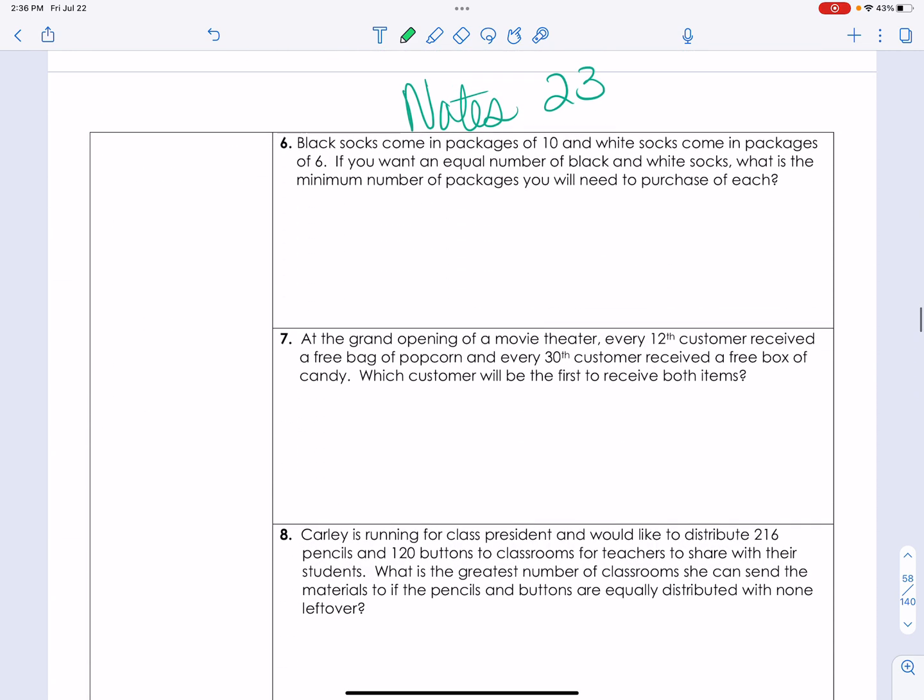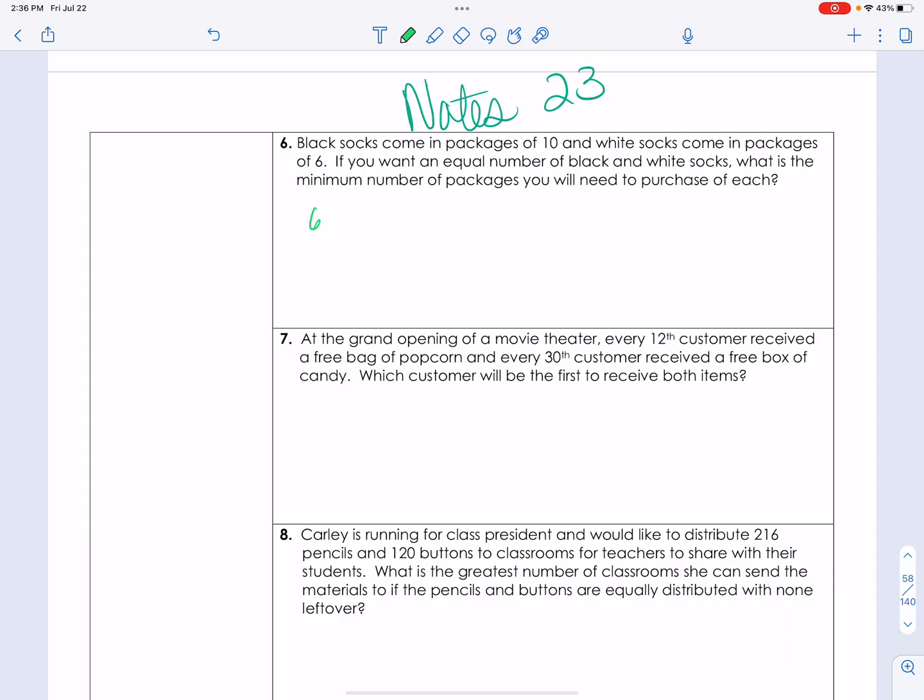All right, so if you look at the next one, black socks come in packages of 10. White socks come in packages of 6. If you want an equal number of black and white socks, what is the minimum number of packages you will need to buy? So now you're buying more.